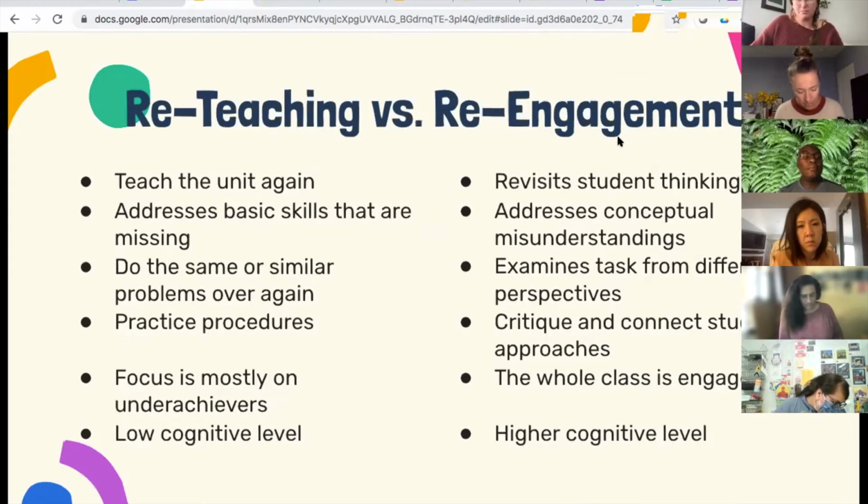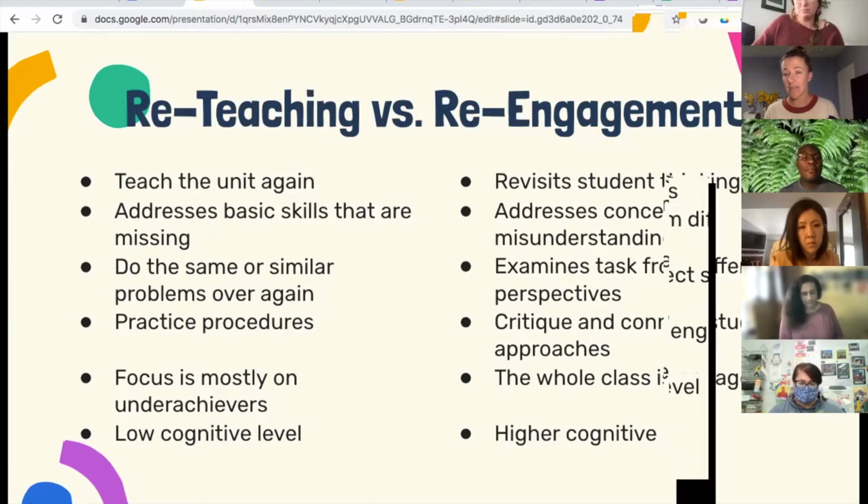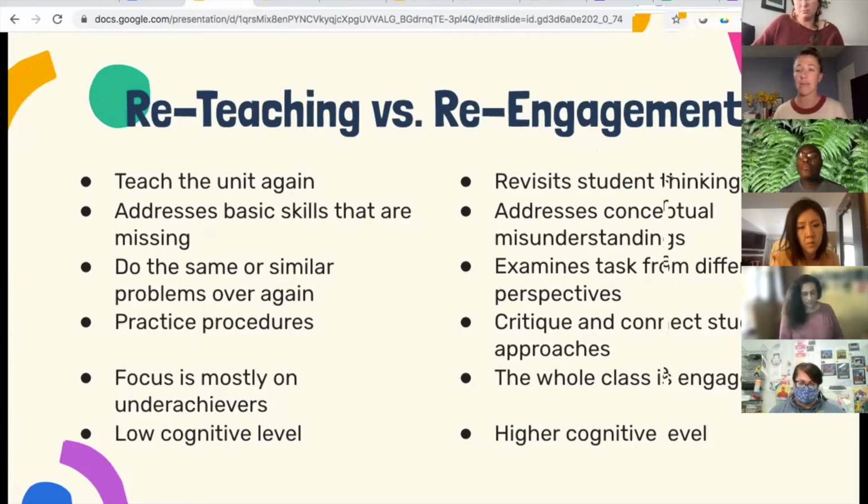I'm going to give you a moment to just read these bullets. They do correspond. So on the left-hand side, these, I would say, describe the reteaching strategy, versus the right would be the re-engagement version. So in reteaching, we would teach the unit again, or in re-engagement, we're going to revisit students' thinking. So I'll just give you a moment to read those correspondences and differences.